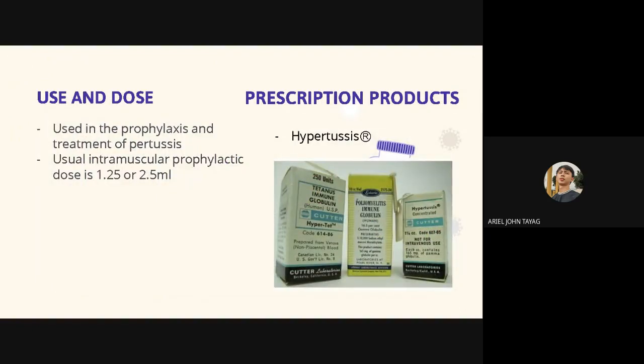For the use and dose of pertussis immune globulin, it is used in the prophylaxis and treatment of pertussis. Usual intramuscular prophylactic dose is 1.25 or 2.5 ml. And for the prescription product, we have here the Hypertussis.